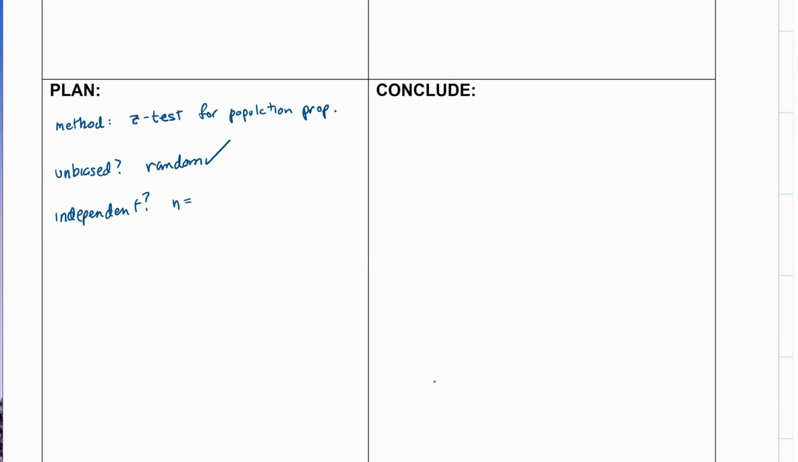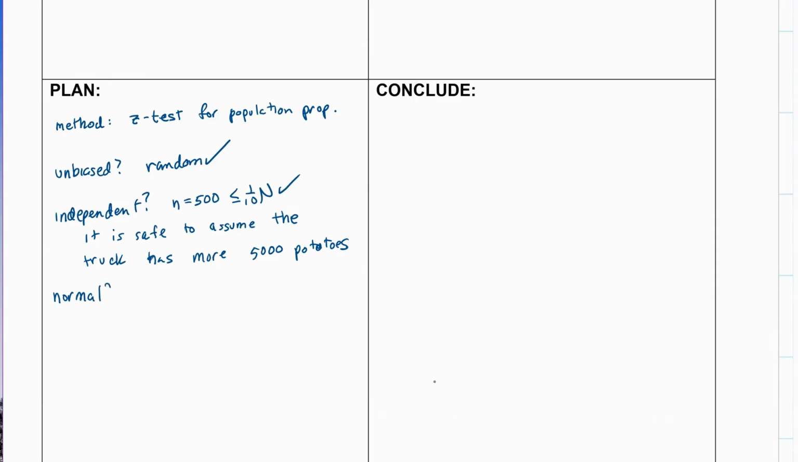Well, n, in this case, is 500. Is that less than 1/10 the population size? I'm going to say yes. It is safe to assume the truck has more than 5,000 potatoes. Right? Normal.